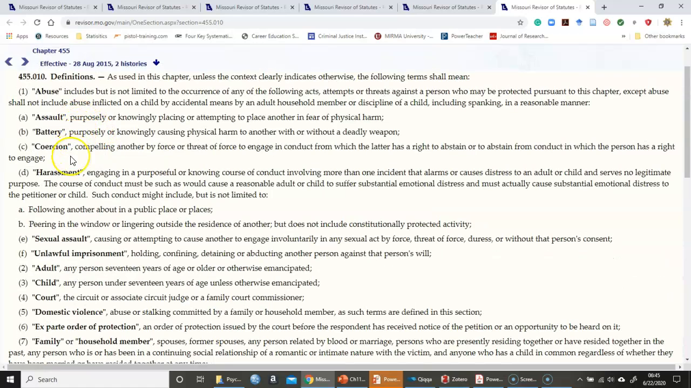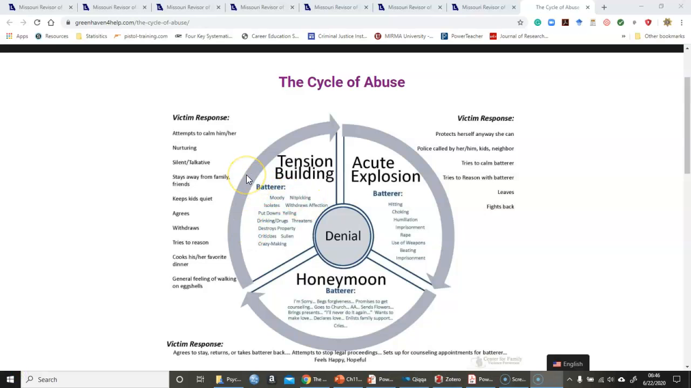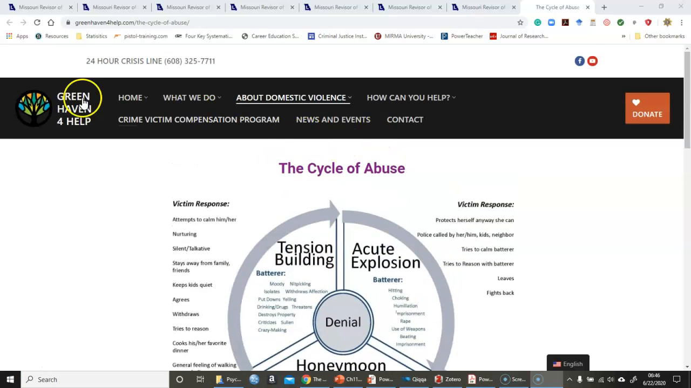Otherwise, you may make a mistake as far as what you thought was right and actually doesn't fit what your statute is. When we start talking about domestic violence, we have to always consider that domestic violence doesn't happen in a vacuum in a lot of cases. There's events that lead up to that. And I've provided you a link where you can start looking at the cycle of abuse. This is just one of the websites that I found.